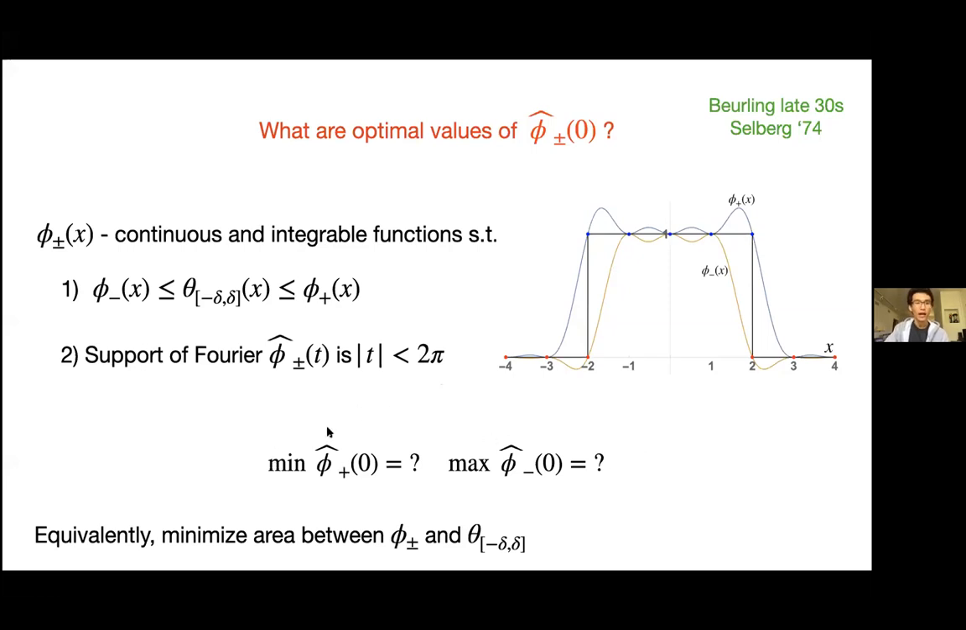You can keep it arbitrary if you'd like, but the best thing you can get is from lambda equals 2 pi. And now the question is, what's the minimal value of phi plus hat of 0 and the maximal value of phi minus hat of 0, right? To optimize those bounds, this is the problem you would like to solve. Equivalently, you're minimizing the area between the characteristic function and the phi function under the constraint that the Fourier transform has a finite support 2 pi. That's the problem you're trying to solve.